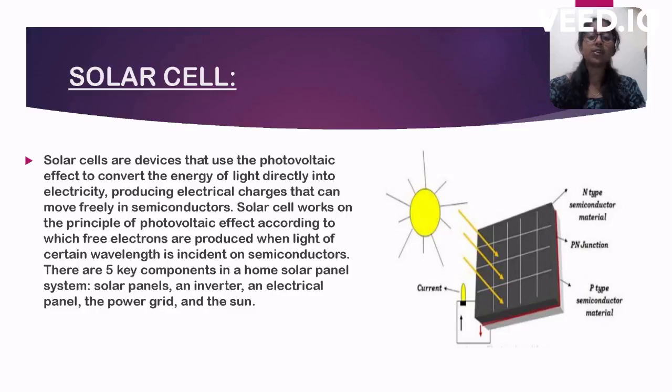There are five key components in a home solar panel system. They are solar panels, inverters, electrical panels, the solar grid, and the solar cell.